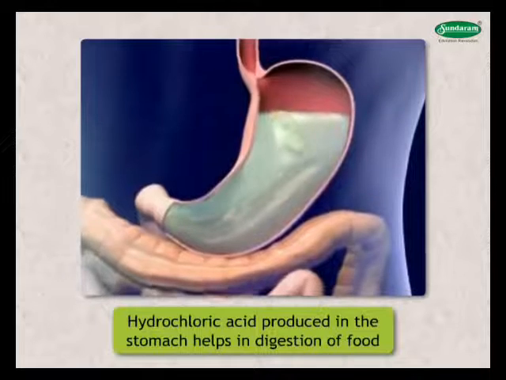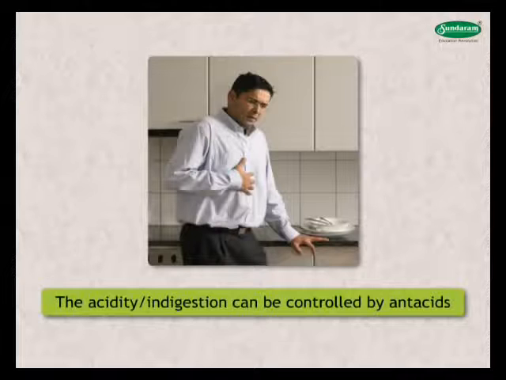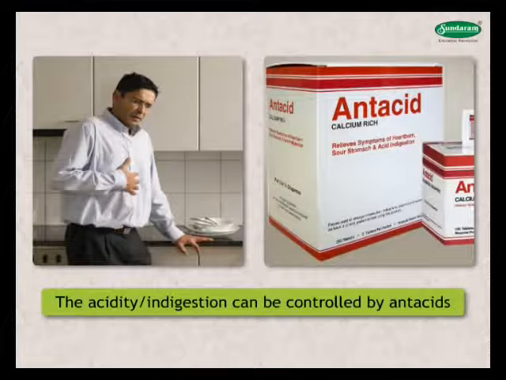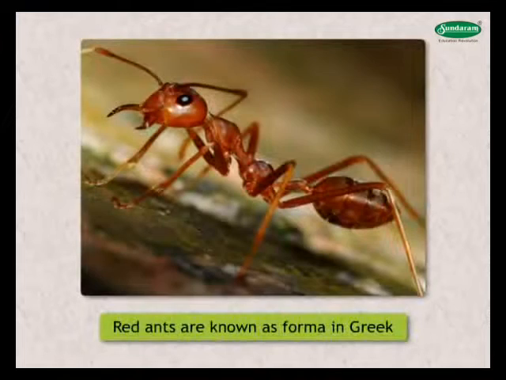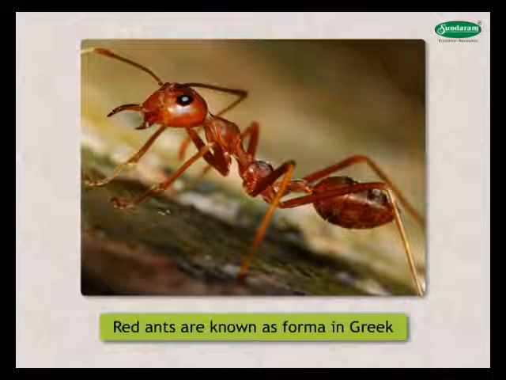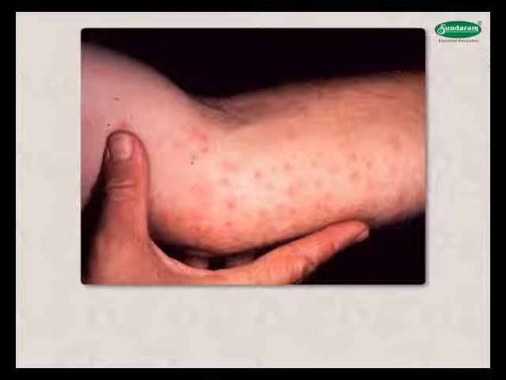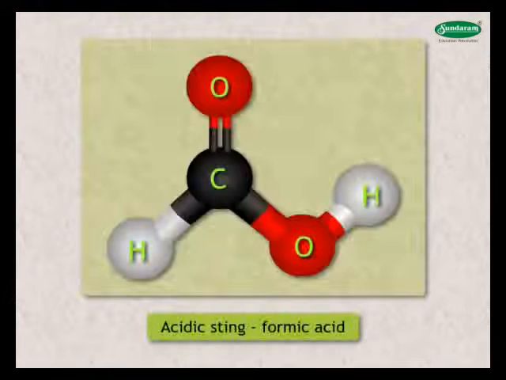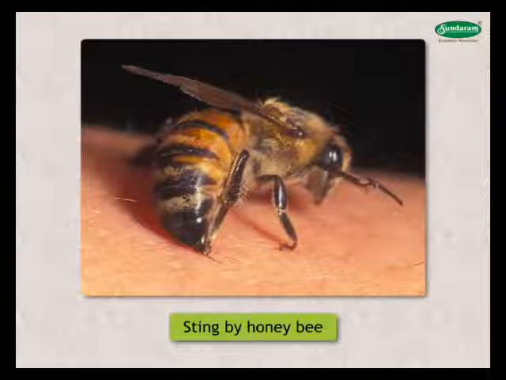Hydrochloric acid produced in the stomach helps in digestion of food. The acidity or indigestion problems can be controlled by adding basic substances called antacids. Do you know red ants are known as phorma in Greek? When you are stung by a red ant, it causes itching and irritation. This is due to the acidic sting by red ants known as formic acid. Honey bee sting also causes a burning sensation.